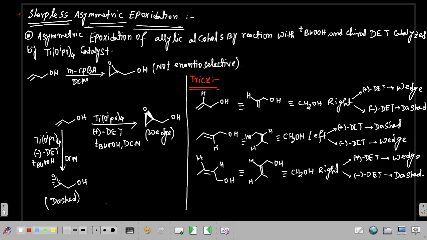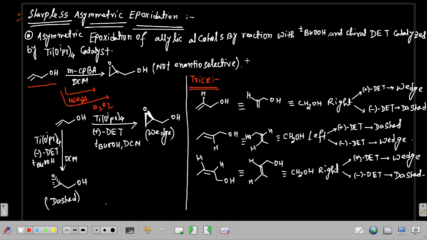Our next reaction is Sharpless asymmetric epoxidation. As we know, we know the epoxidation of an alkene. We can do epoxidation of an alkene by using mCPBA or any other peracid like HCO3H, like H2O2, but this will give a diastereoselective product but not enantioselective.